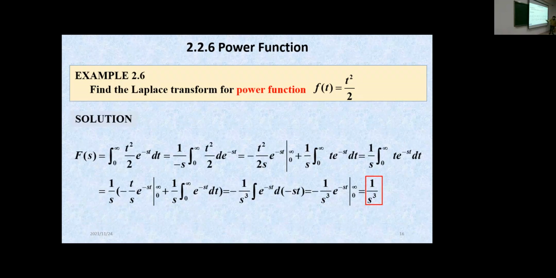And then we no longer divide by 2. How about this? Just t squared. One thing you can be sure of, the order of s should not change. Maybe the coefficient 2 over s to the power 3, the coefficient is changed.